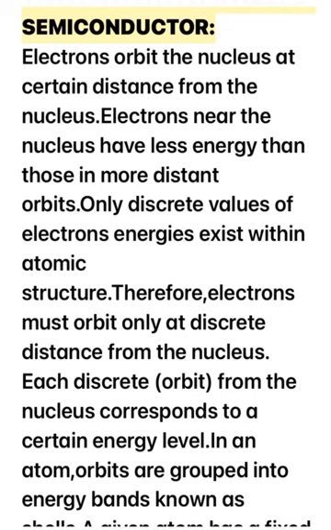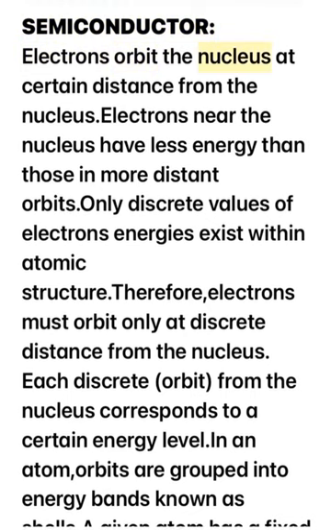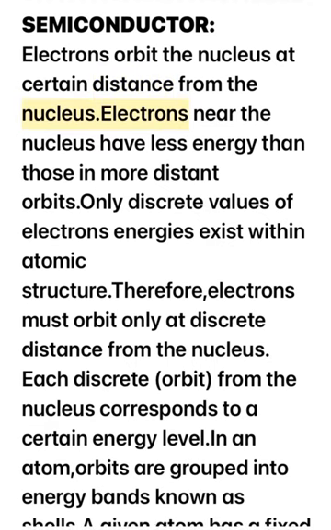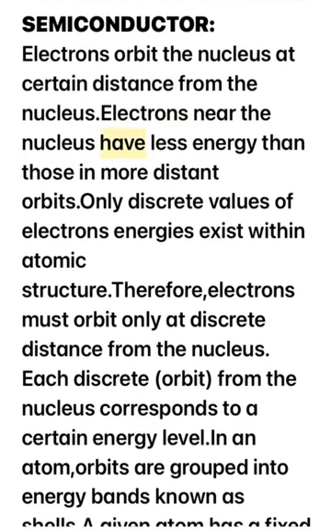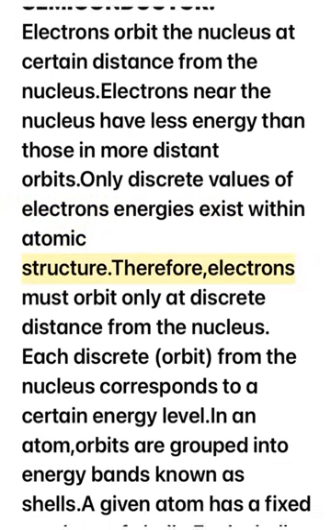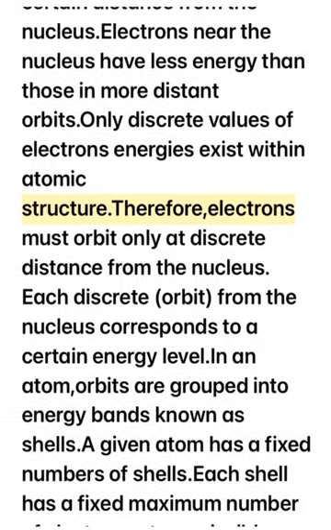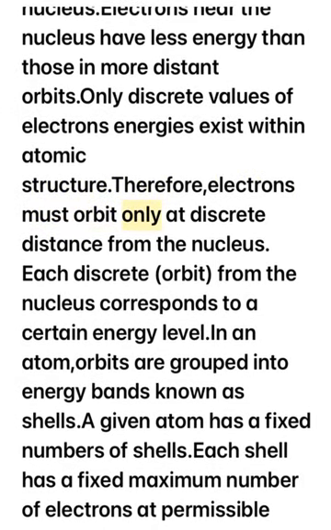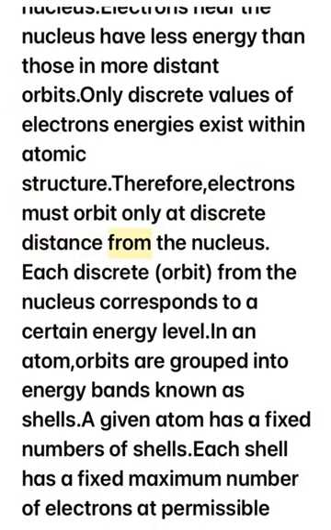Semiconductor. Electrons orbit the nucleus at certain distances from the nucleus. Electrons near the nucleus have less energy than those in more distant orbits. Only discrete values of electron energies exist within an atomic structure. Therefore, electrons must orbit only at discrete distances from the nucleus.